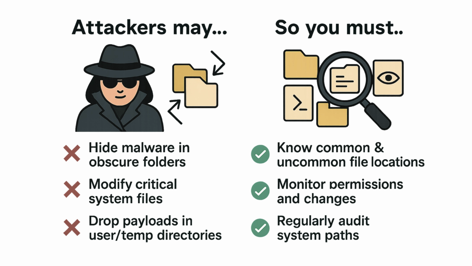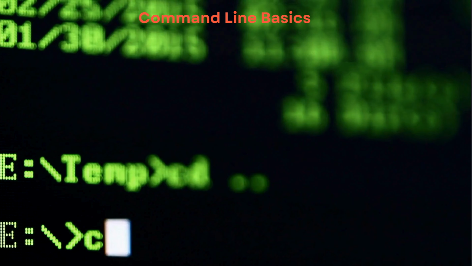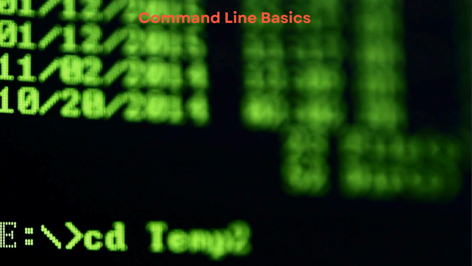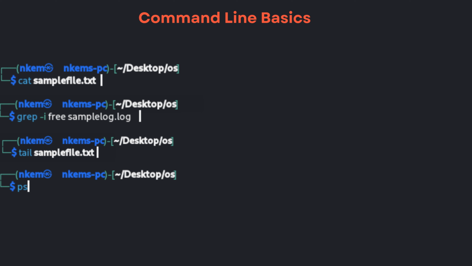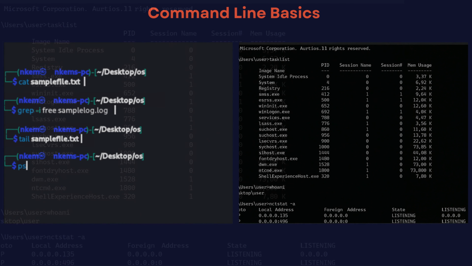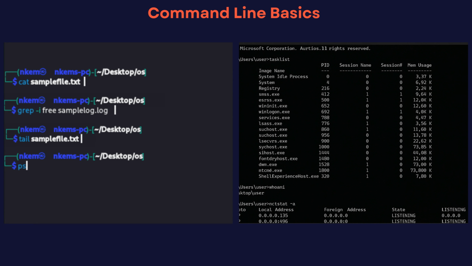The command line is one of your most powerful tools as a security professional. In Linux, you will use commands like cat, grep, tail, and ps. In Windows, commands like tasklist, whoami, and net start are essential. The command line offers speed, control, and deep system visibility. You don't need to memorize everything, but you need to be comfortable navigating and executing basic commands.